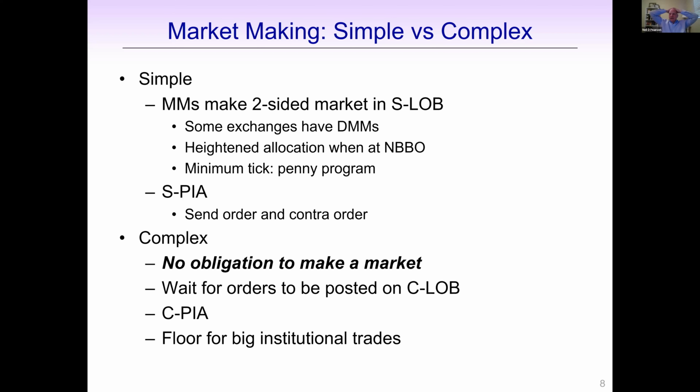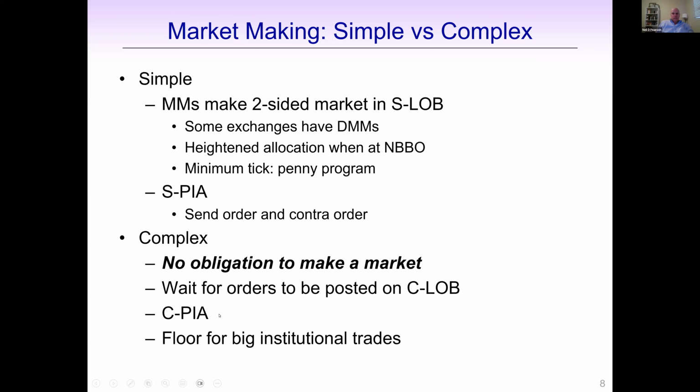So the way to execute a trade in the complex limit order book is to post a limit order that crosses the fair value, and then Citadel's algorithm sees that you've crossed the fair value, and they execute against you. Okay, so that's one complex execution protocol, the limit order book.